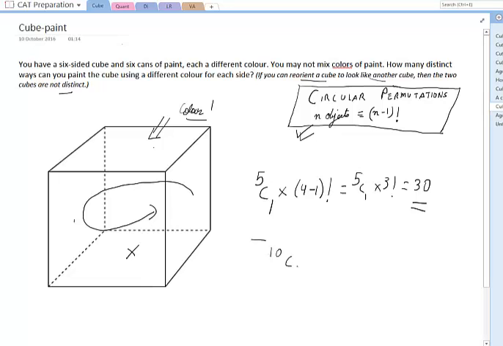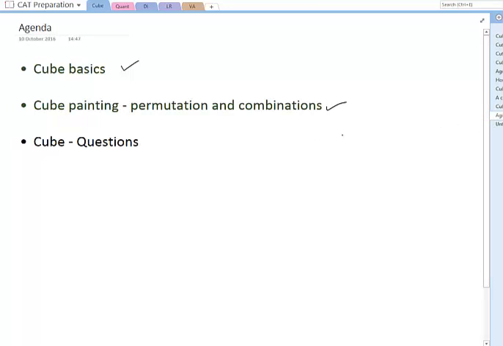In that case, you would have chosen the 6 colors and then arranged them in 30 ways. So the answer would be 10C6 into 30. With this, we have covered the second part of our agenda, which was questions around painting and permutation and combination. You can revise this lecture, and then you should hopefully be able to solve most of these kind of questions. There might be modifications.